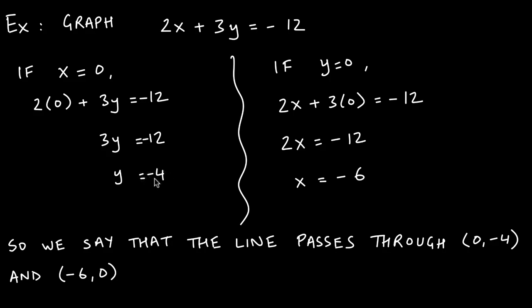We did not know that it was a solution until we took this number and plugged it in right here. 3 times negative 4 turns out to be negative 12. So negative 12 equals negative 12 is a true statement. That meant that y equals negative 4 is a solution to this equation. And we did this for when we had linear equations in one variable.